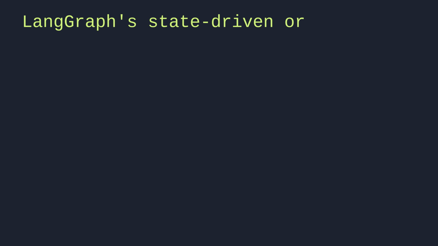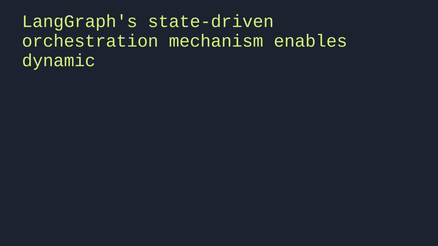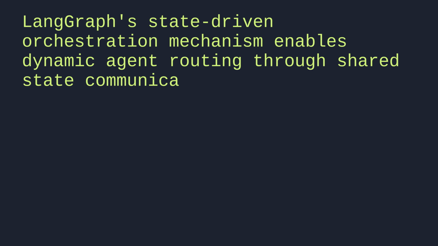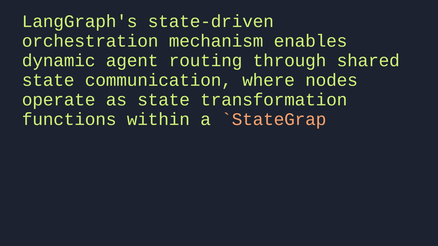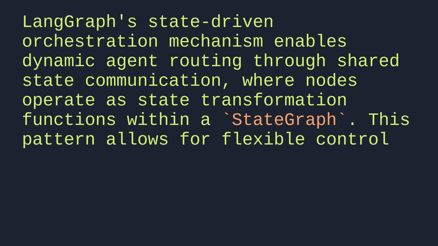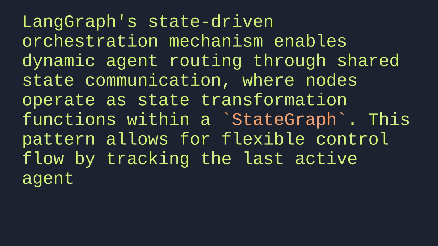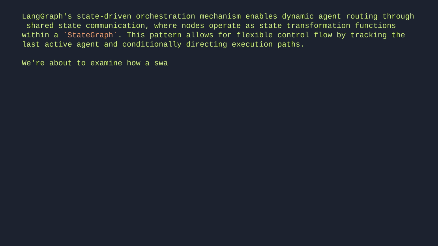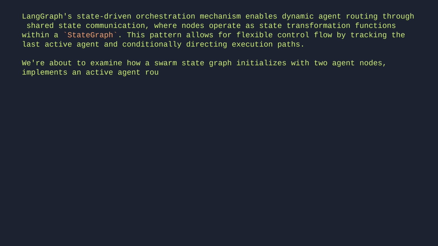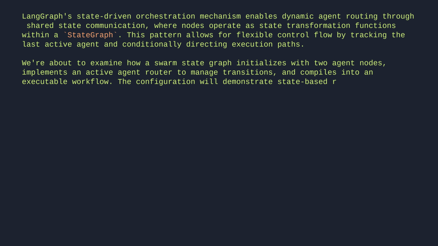LangGraph's state-driven orchestration mechanism enables dynamic agent routing through shared state communication, where nodes operate as state transformation functions within a StateGraph. This pattern allows for flexible control flow by tracking the last active agent and conditionally directing execution paths. We're about to examine how a swarm state graph initializes with two agent nodes, implements an active agent router to manage transitions, and compiles into an executable workflow. The configuration will demonstrate state-based routing between agents while maintaining a default starting point.